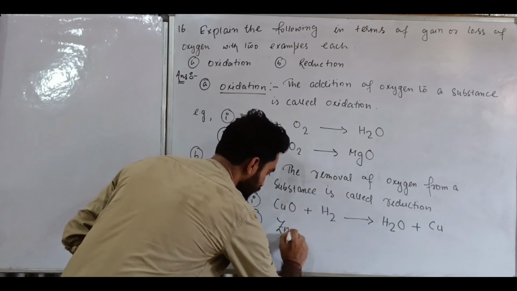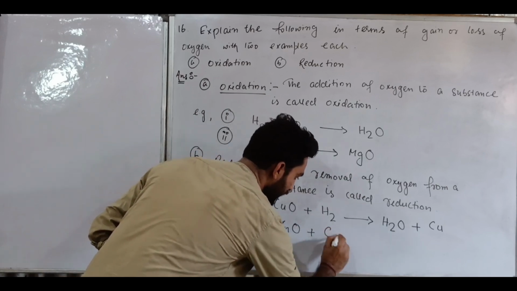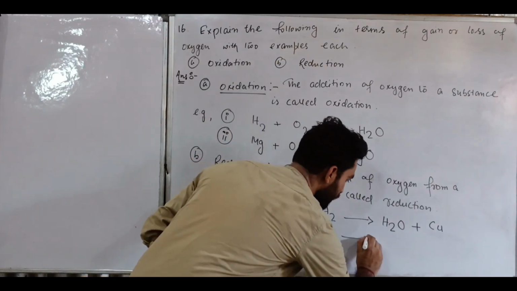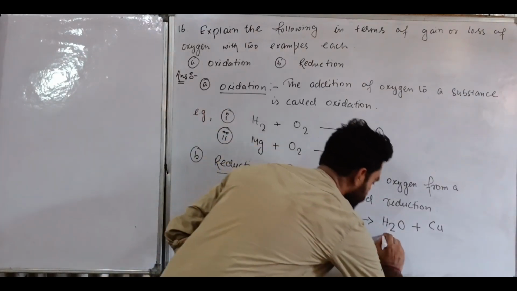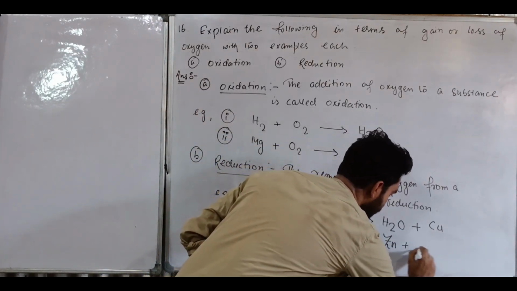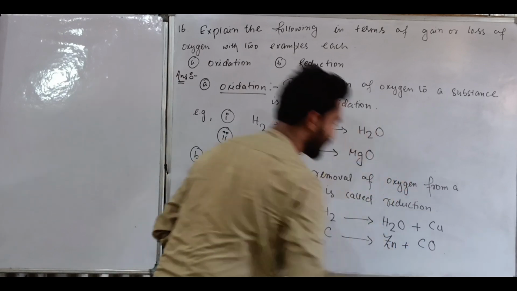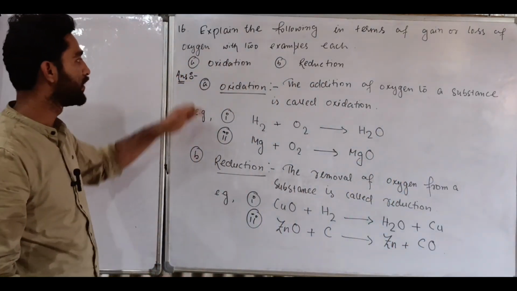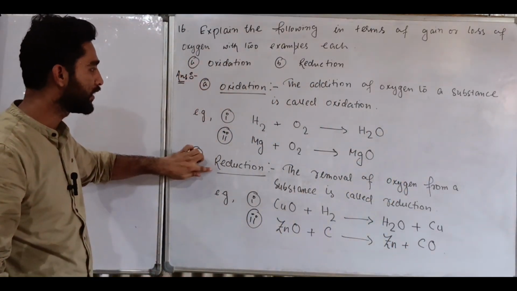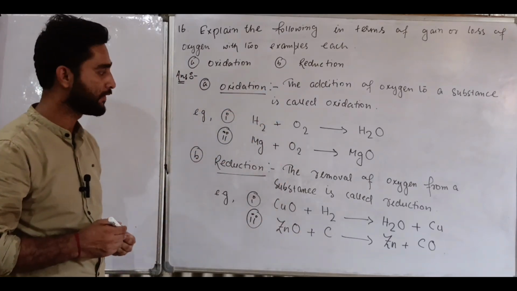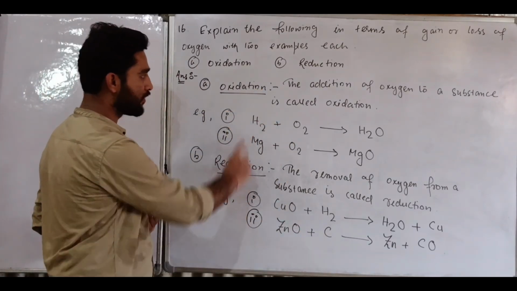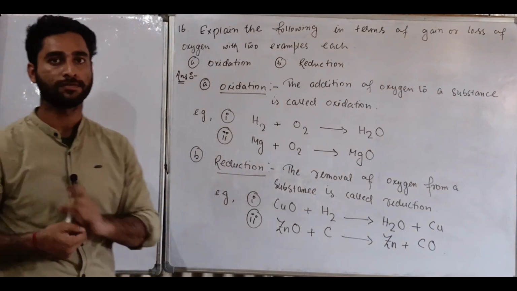Next, zinc oxide reacts with the carbon. In this case, zinc oxide will lose the oxygen, so they will form zinc plus carbon monoxide. These are the definitions of oxidation and reduction in terms of gaining and losing oxygen, and these two are examples of oxidation and reduction.